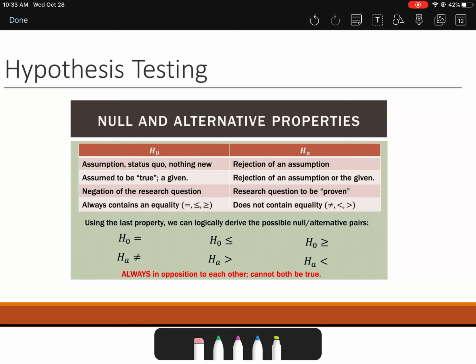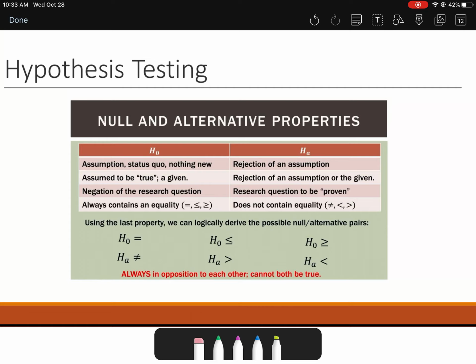Okay, using the last property, we can logically derive the possible null alternative pairs. So you can either have H sub 0 is equal, is less than or equal, or greater than or equal to. That was the null. And if you're looking at the alternative, H sub A or H sub 1, it either does not equal, it is less than, or is greater than. In opposition, and it's always in opposition to each other, cannot both be true.